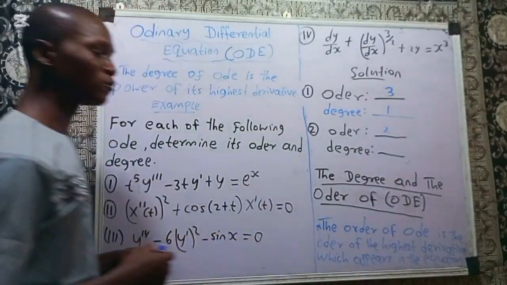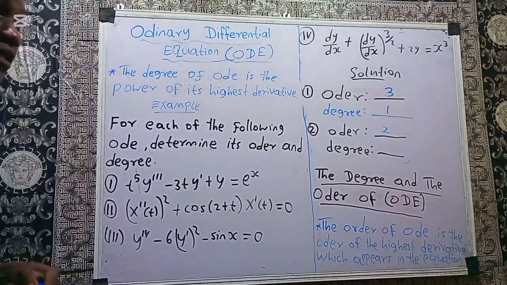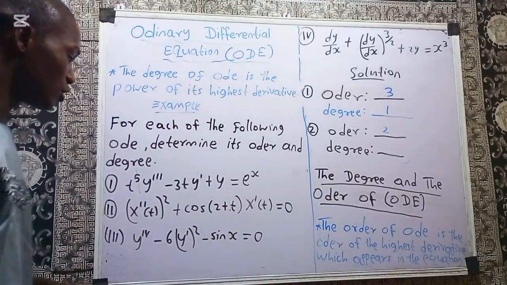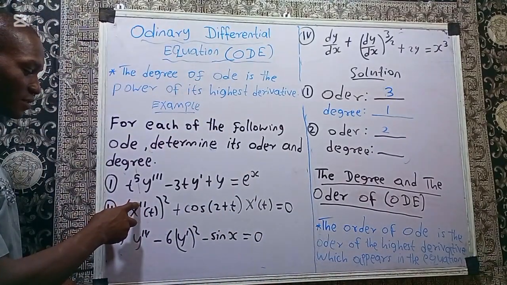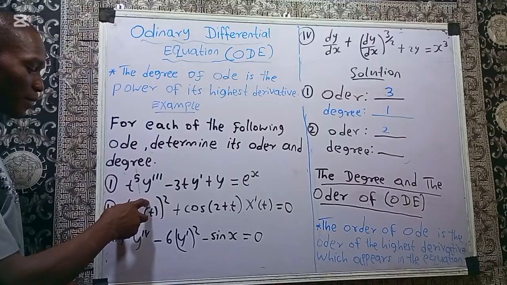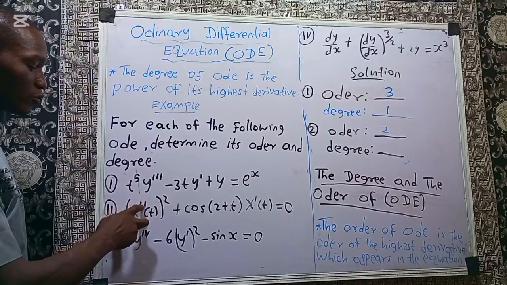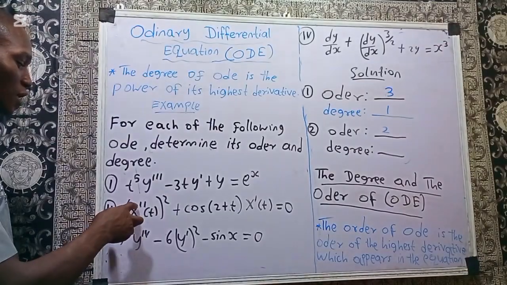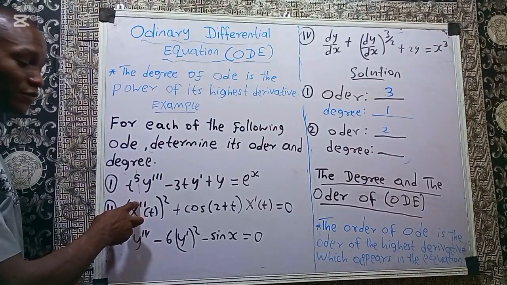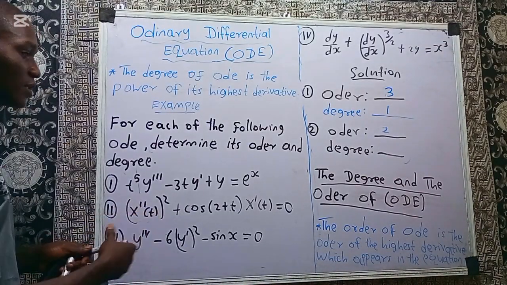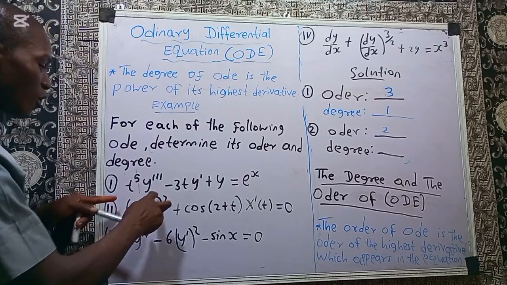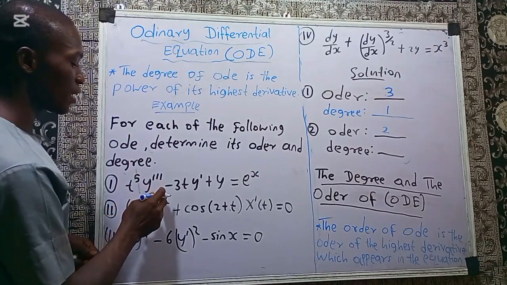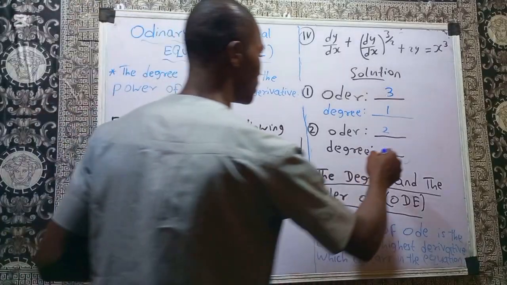Right? Let's look for the degree. The definition of degree is the power of the highest derivative. So this is the highest derivative, right? Because we're having y prime prime, 2 in Roman numeral, is bigger than what? 1, right? In Roman numeral, right? So this one is having the highest derivative. What is the power? You can see you have this all raised to power what? 2. So the degree is the power of the highest derivative, which is what? 2.